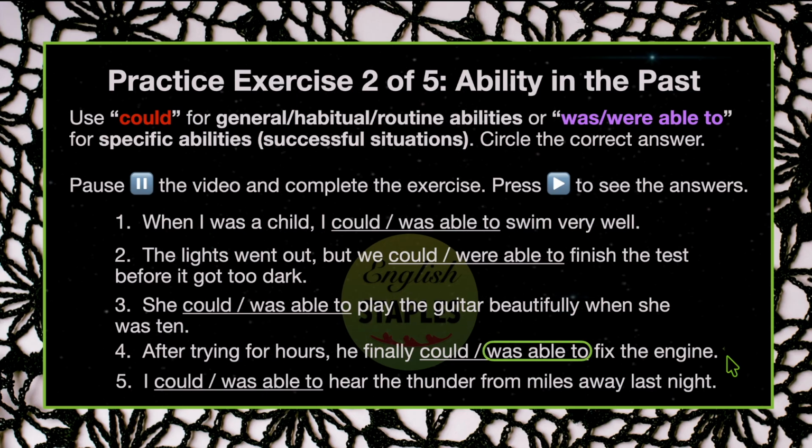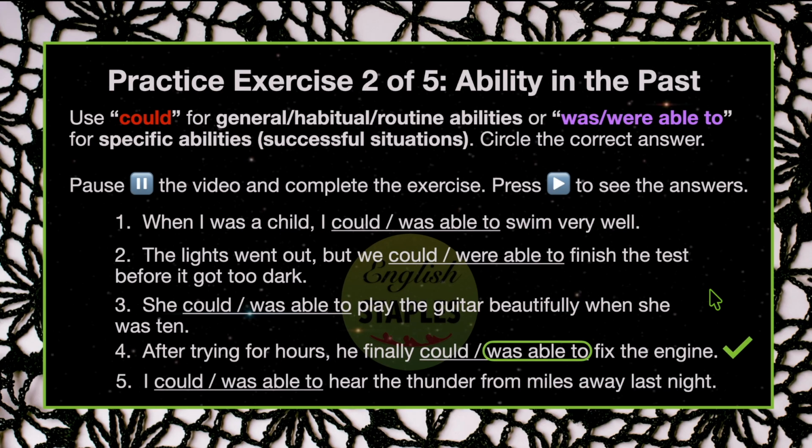Was able to. That's correct. I totally agree with that. After trying for hours, he finally was able to fix the engine. It's a one-time situation. He was trying to fix this thing. And finally, he was able to do it. It's not a recurring situation. It's a one-time situation. So he had the ability and he completed the job.